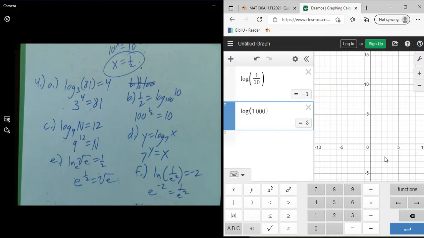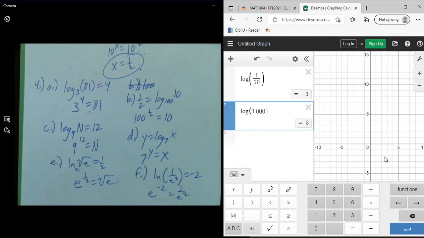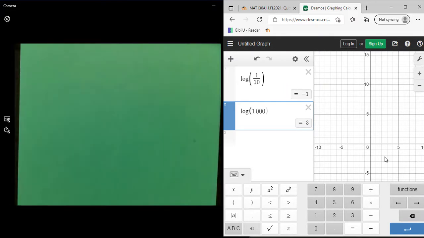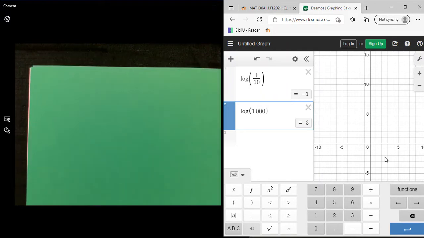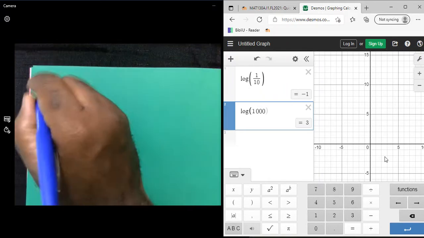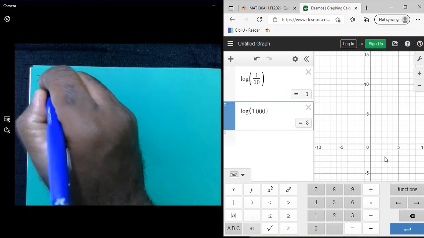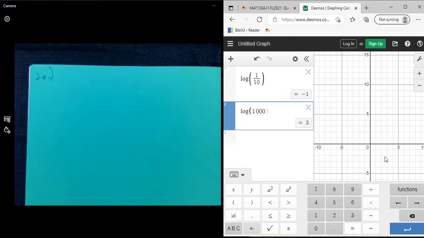Now we're going to move on to section 3.9. And that starts on page 350. And remember, we're going to do problems 2 and 4 as well. So now, problem 2, it says complete the following table using your calculator. Round your answers to the nearest 10th.